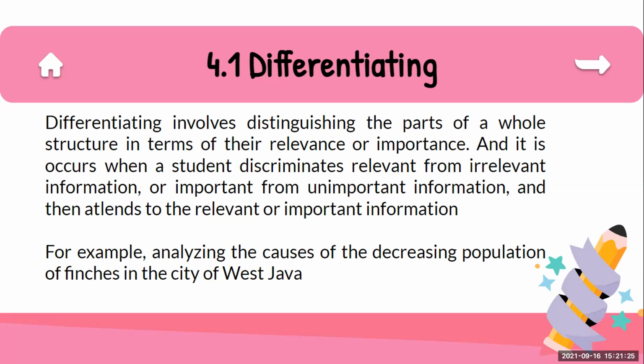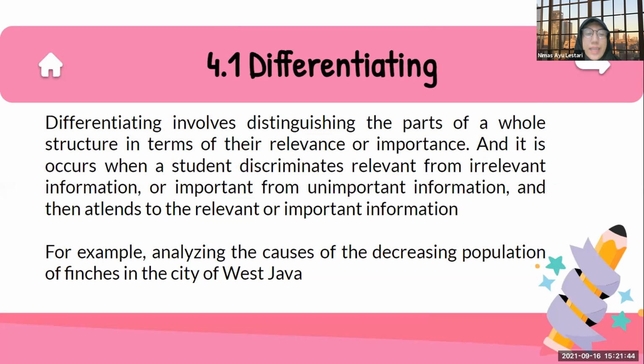Next, it's differentiating. Differentiating involves distinguishing the parts of a whole structure in terms of their relevance or importance, and it occurs when a student discriminates relevant from irrelevant information, or important from unimportant information, and then focuses on the relevant or important information. For example, a student can analyze the causes of the decreasing population of finch in the city of West Java.